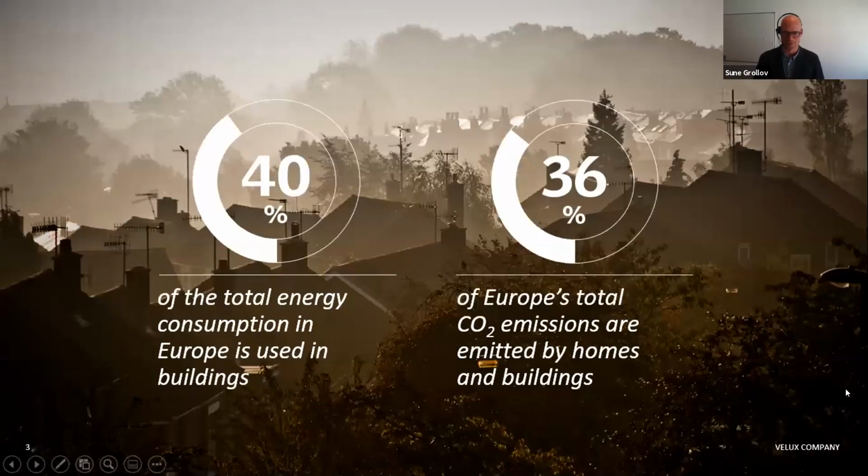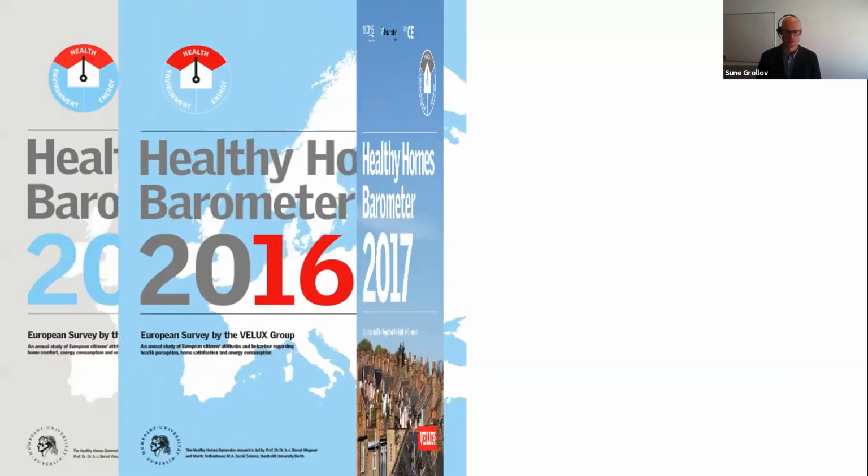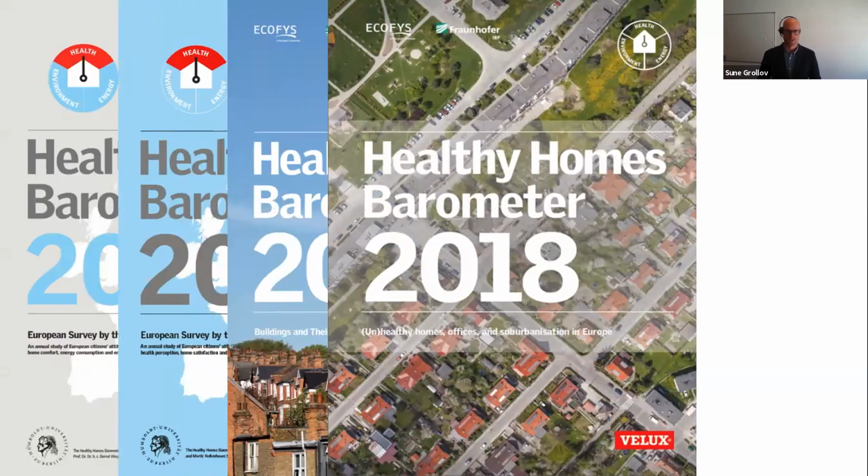Okay, great. If you can move on to the next one. This is why we started the Healthy Homes Barometers. These are scientific publications that we've been doing since 2015, where we cooperate with esteemed European research institutes such as Ecofys, Fraunhofer, and lately RAND Europe. We dig into taking the pulse of the European building stock and try to see the correlation between health and the condition of the building. The last barometer we did was in 2019, and there we took a look at how unhealthy buildings affect children's lives and health, especially.